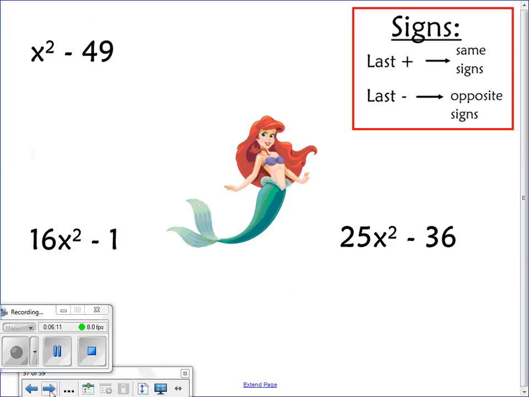All right, x squared minus 49. Oh, some of you pick up fast. Do you see why these are my favorite? When you see 2 terms, minus sign, and they're both perfect squares, you know one's plus, one's minus. Square root of x squared is just x. Square root of 49 is 7.